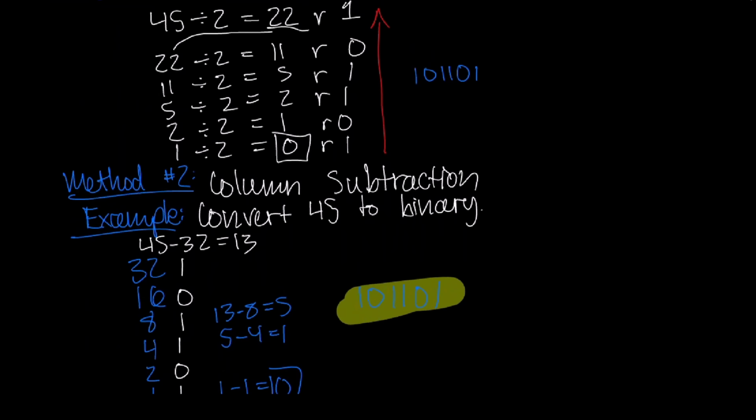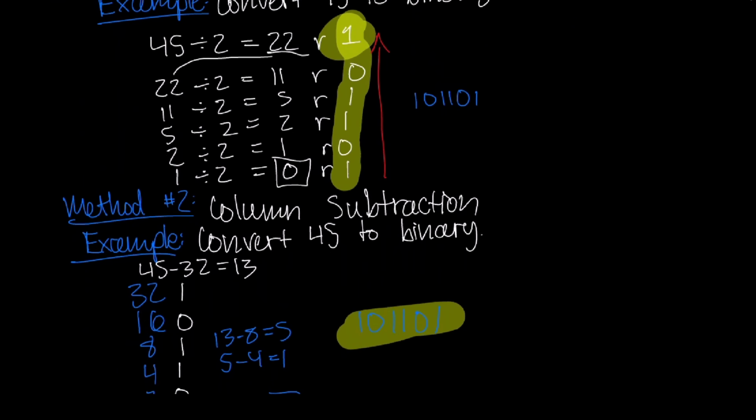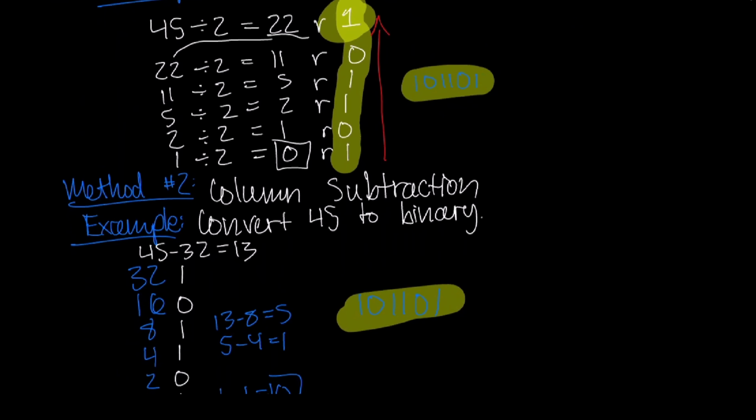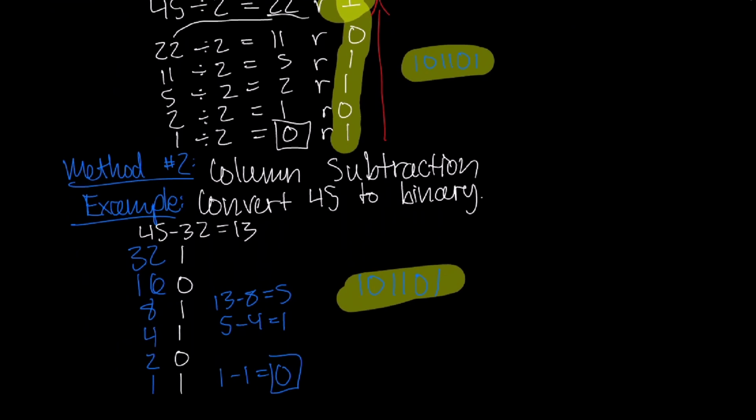And I'm now realizing I forgot a 1 on the first answer, because if you read upwards, it is 1, 0, 1, 1, 0, 1. I just forgot this last one up here. But you can see these answers do match: 1, 0, 1, 1, 0, 1. That is 45 in binary. And we got it 2 different ways. Same answer, just a different path to get there.